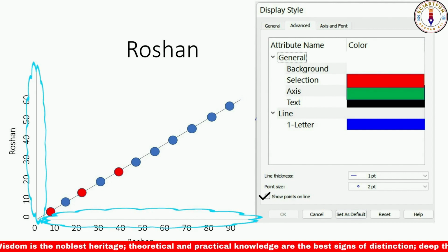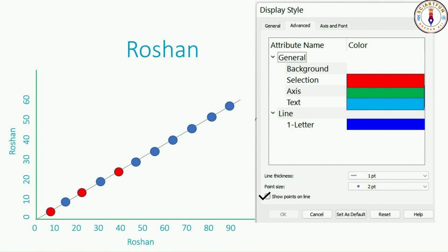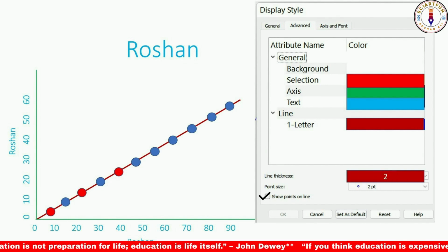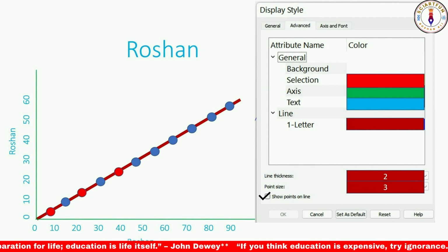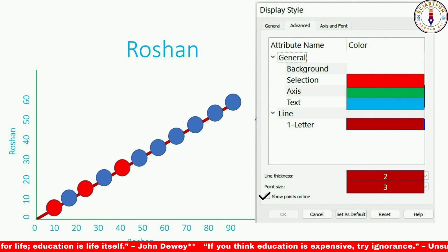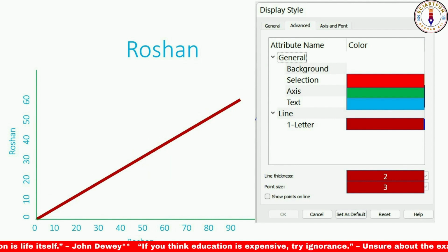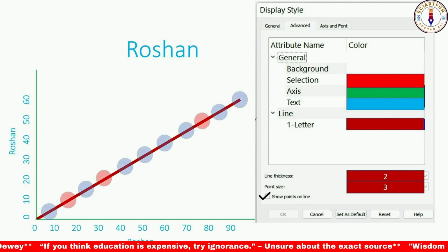Let's change the color of the axis. Let's change the color of the text. Let's change the color of the line. Let's increase the thickness of the line from here. Let's increase the point sizes from here. Now let's take another example where show points on line is turned off. Let's check this box. The points will now appear on the line.